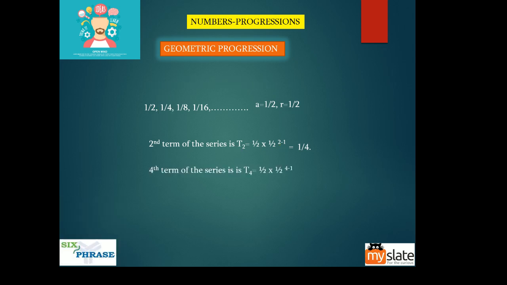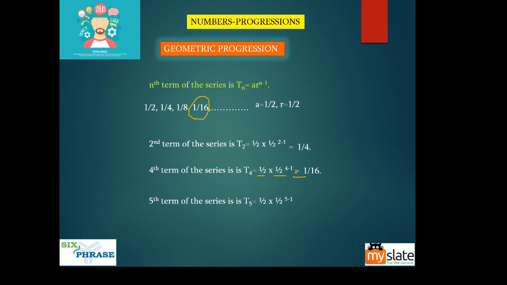Okay, we will find the fourth term. What should our answer be? For the fourth term, our answer should be 1 by 16. Let's see if we're getting that. T4 is equal to A is half, R is half, to the power N minus 1, N is 4, 4 minus 1, will give you 1 by 16.